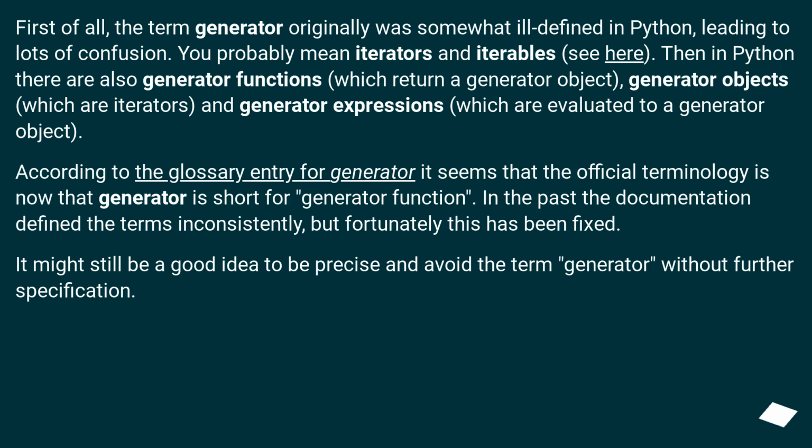First of all, the term generator originally was somewhat ill-defined in Python, leading to lots of confusion. You probably mean iterators and iterables, see here. Then in Python there are also generator functions, which return a generator object, generator objects, which are iterators, and generator expressions, which are evaluated to a generator object.